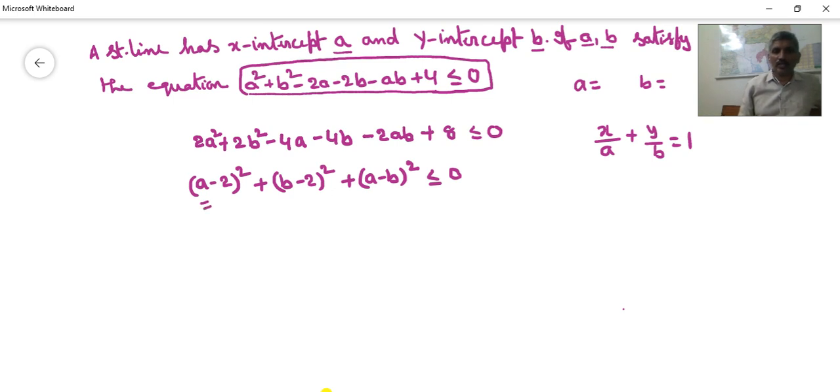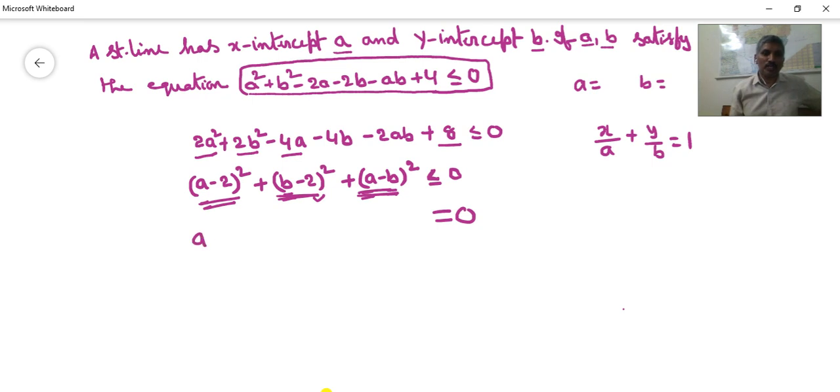The reason is a square, here also a square, you will get 2 times a square. Similarly b square, here also b square, you will get 2 times b square. Here minus 4a term, minus 4b term, here you will get minus 2ab term. Here also we have plus 4, it becomes 8. You see, each is a square, always positive, so less than 0 is not possible. That's why the only possibility is equal to 0.